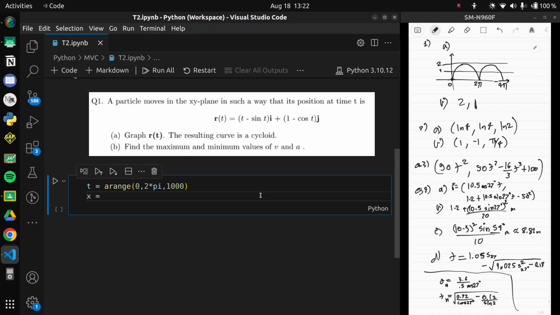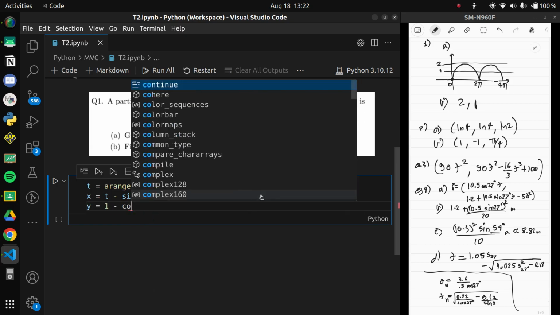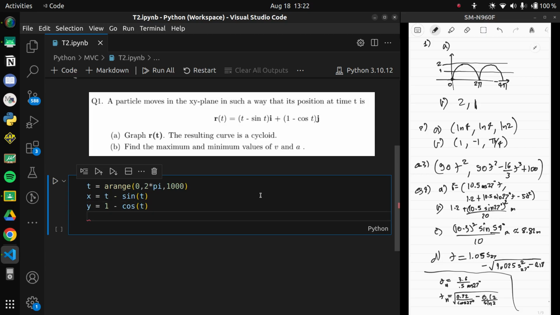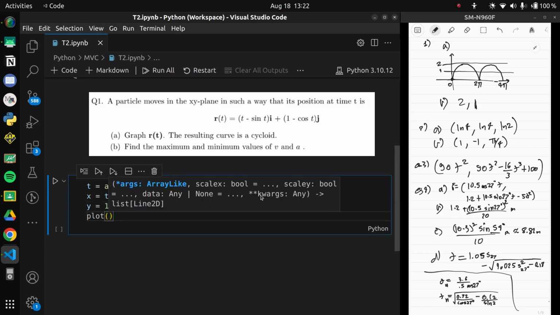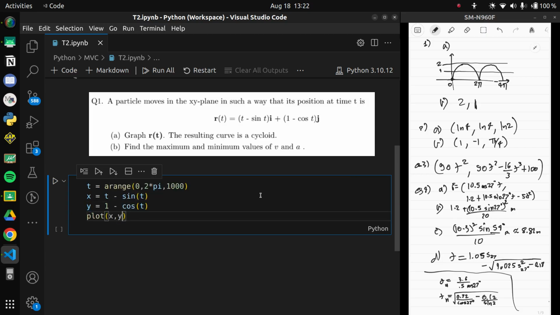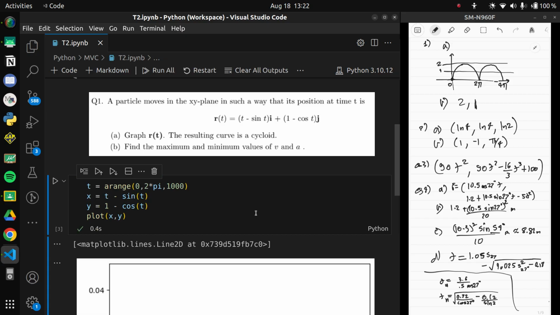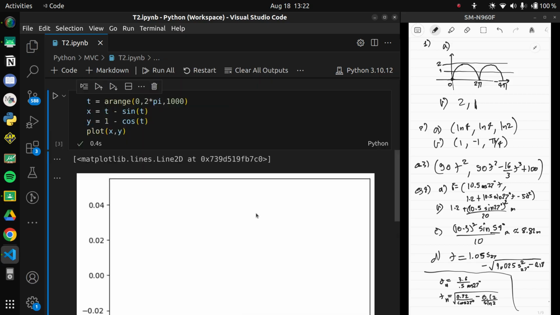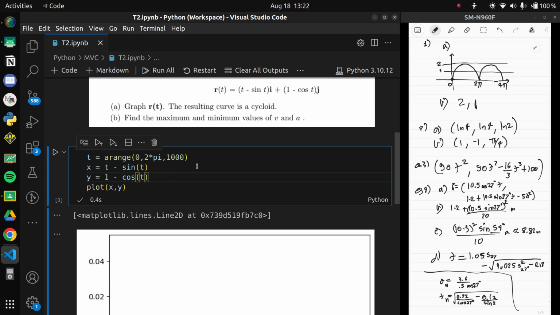x will just be t minus sine t. y will just be minus cosine of t, and I just want to plot x comma y. That's going to work. That didn't work actually. Yeah, something didn't work out.